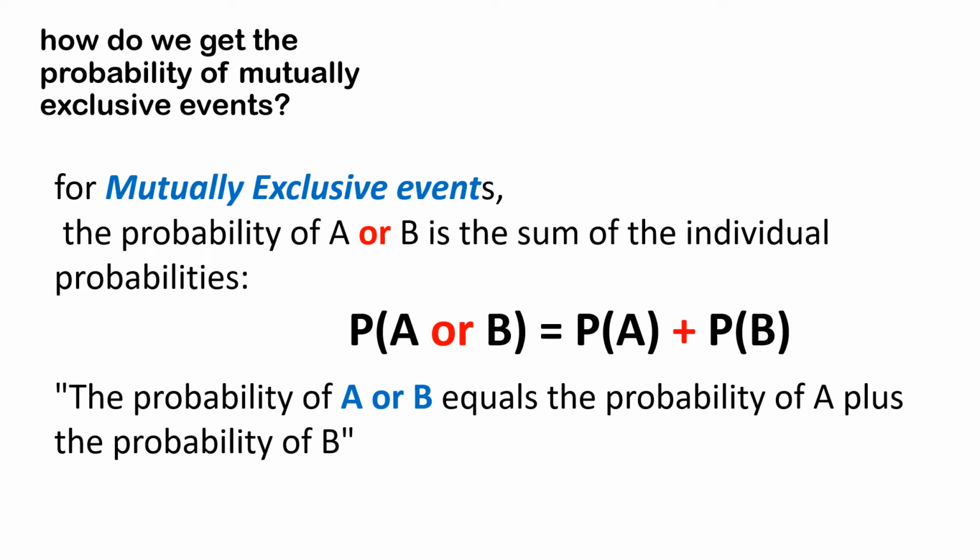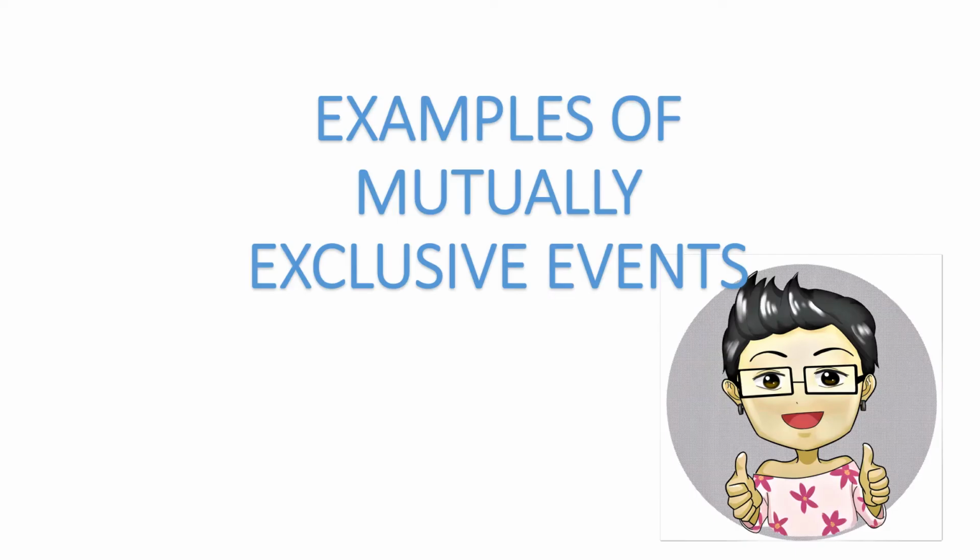How do we get the probability of mutually exclusive events? So for mutually exclusive events, the probability of A or B is the sum of the individual probabilities. So kunin nyo lang yung probability nung magkaibang event and then you're going to add. The probability of A or B equals the probability of A plus the probability of B. Let's go to examples.